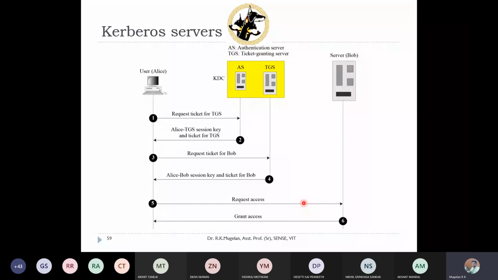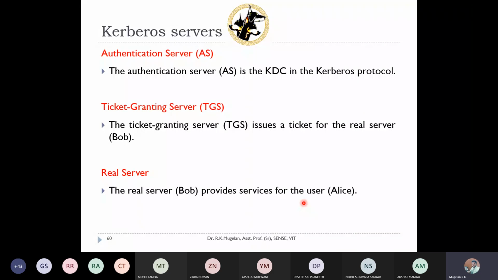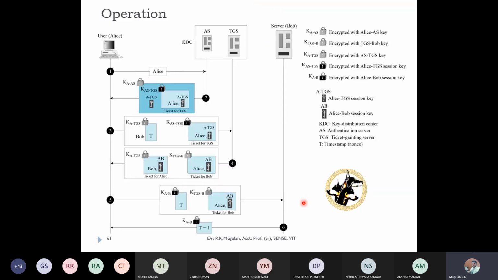Okay, thank you guys. Whatever I just said about the authentication server, TGS and the real server is nothing but your Bob and Alice, that is, your client and servers. This shows a clear picture of the entire operation. There's a small correction in the abbreviations, that is, in the notations. First, K hyphen AS is nothing but an encryption key known to Alice and the authentication server. K TGS B stands for the key known to TGS and Bob.